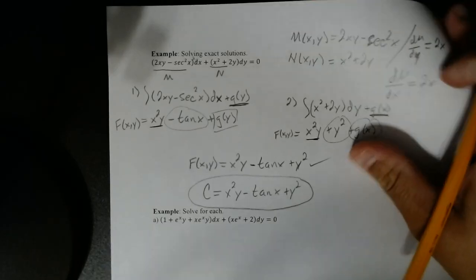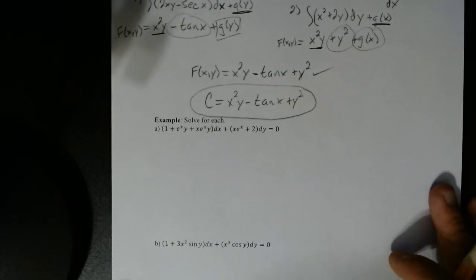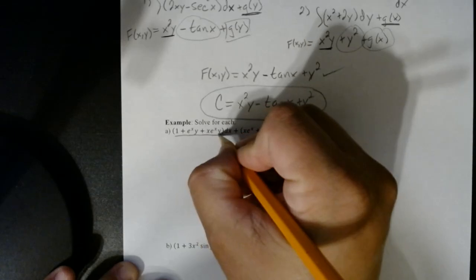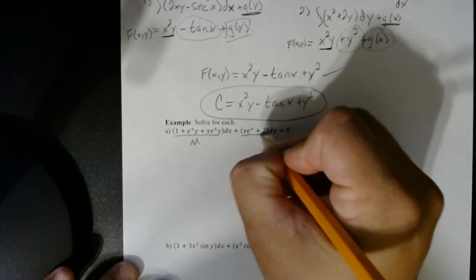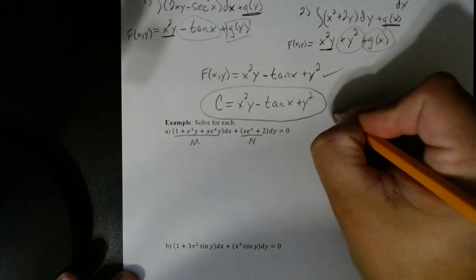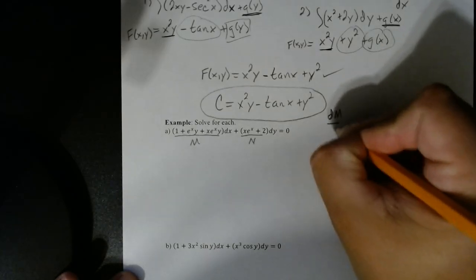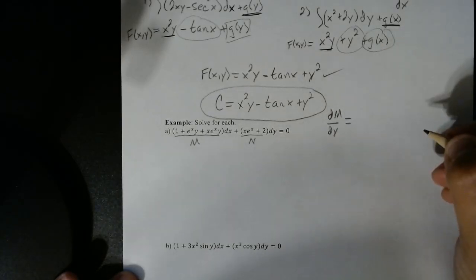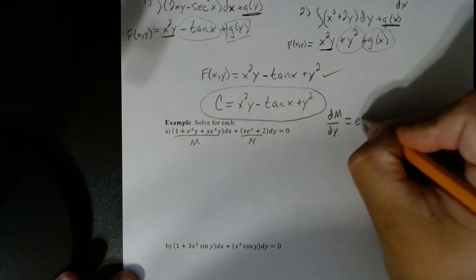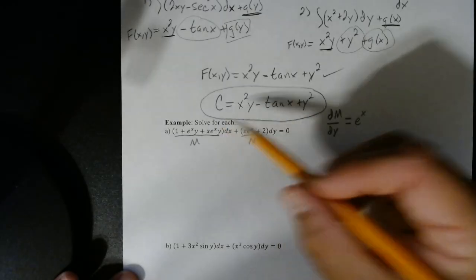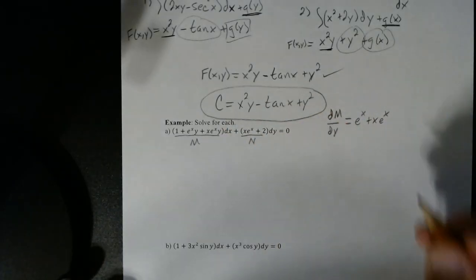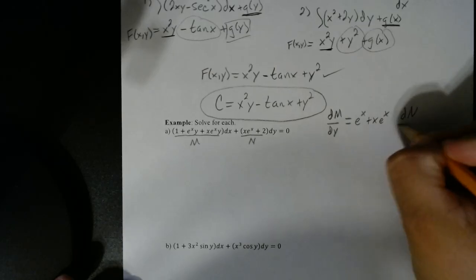So now let's try a couple more. Same process. Take the derivative of each one individually. So taking the derivative with respect to y, that goes away. We get e to the x from here. And this just gets x e to the x. Okay, take the derivative with respect to x.